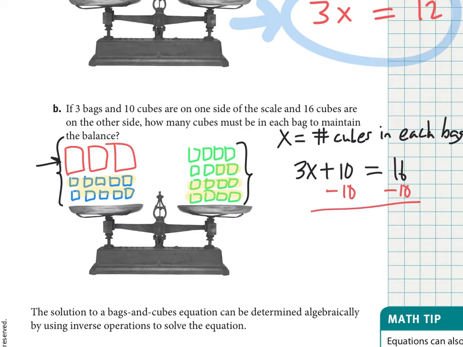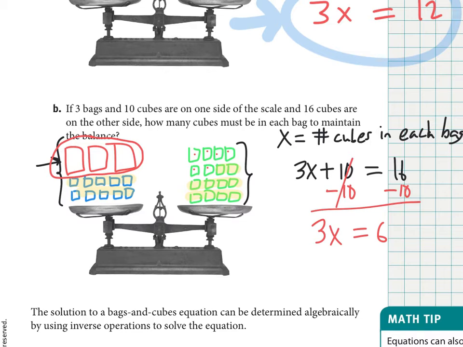Since this plus 10 and we subtract it right off, those cancel each other out. We would be left with 3 times x equals 6, which is what we're showing in our equation. Here's the 3 times x, because we don't know how many are in each bag, but there are 3 bags. And then we have the 1, 2, 3, 4, 5, 6 over here.